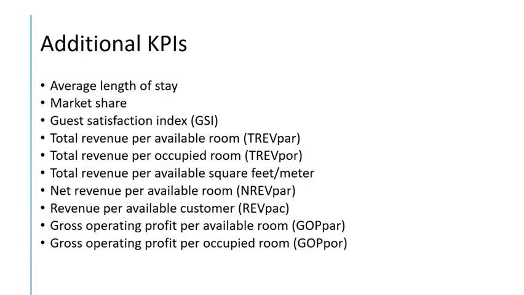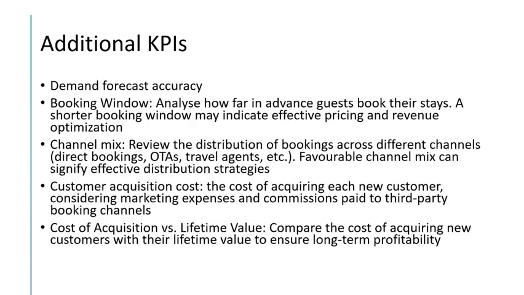So if a hotel is looking at a more profit-driven revenue management approach in comparison to a revenue-driven approach, then they would have gross operating profit per available room and gross operating profit per occupied room as their revenue management measures. And then let's look at some more specific revenue, marketing and sales measures.